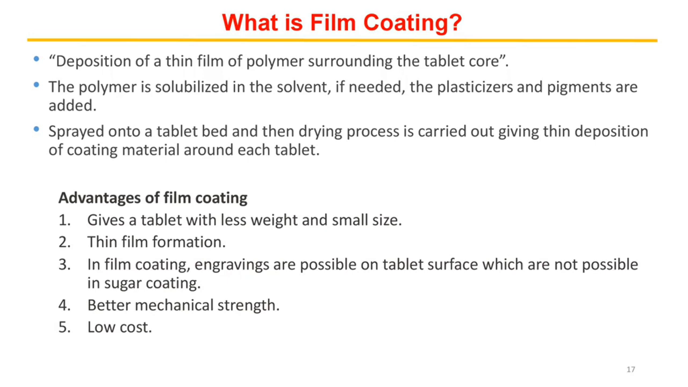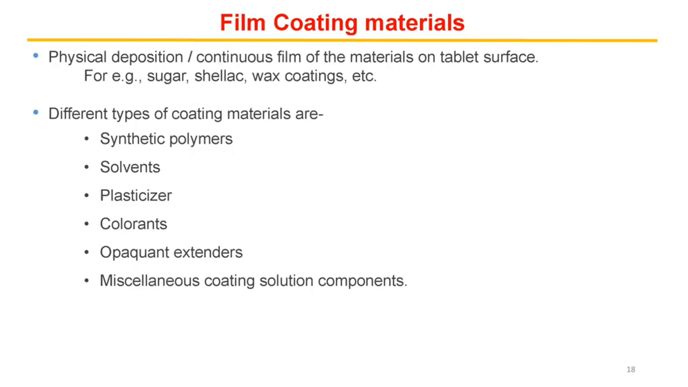Advantages of film coating: 1. Gives a tablet with less weight and small size. 2. Thin film formation. 3. In film coating, engravings are possible on the tablet surface, which are not possible in sugar coating. 4. Better mechanical strength. 5. Low cost.